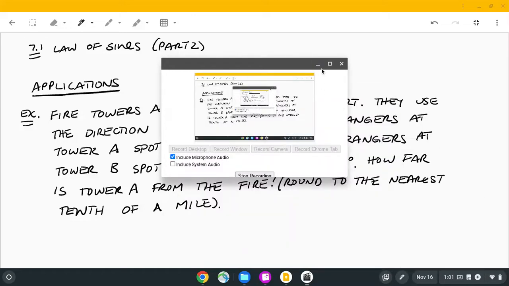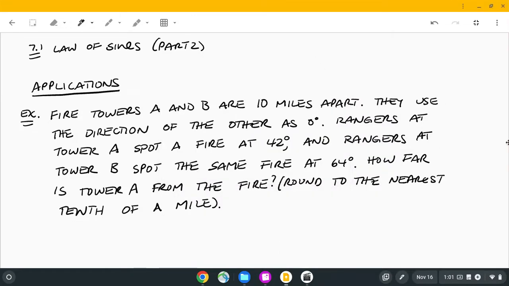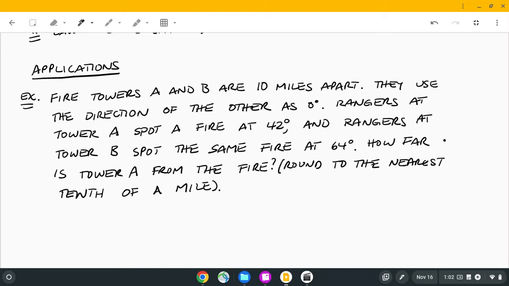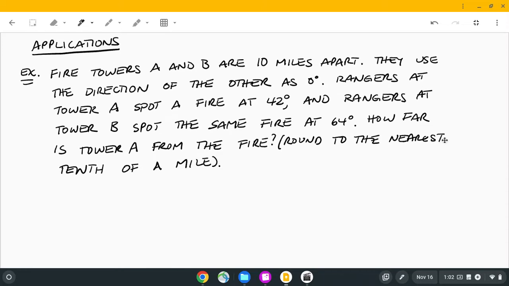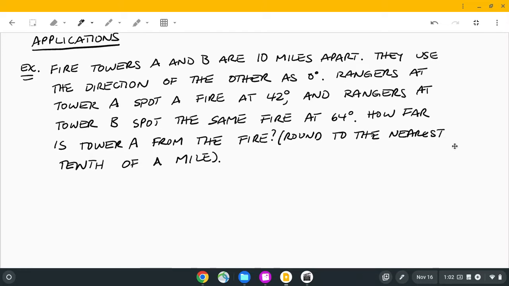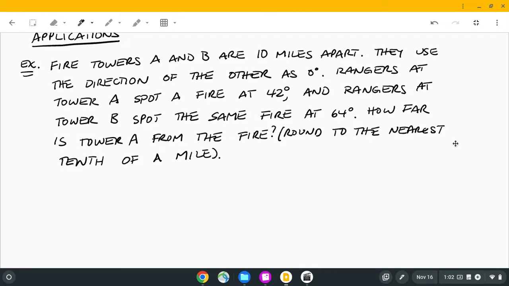All right, so here is part two, where we do one word problem. So here fire towers A and B are 10 miles apart. Good to know. They use the direction of the other as 0 degrees. Rangers at Tower A spot a fire at 42 degrees, and rangers at Tower B spot the same fire at 64 degrees. How far is Tower A from the fire? Round to the nearest tenth of a mile.